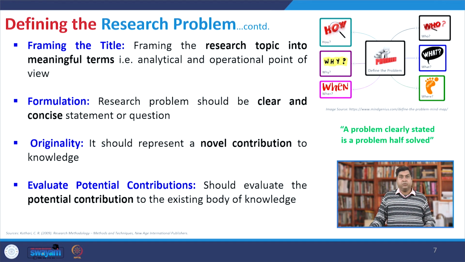Now, if you continue with the same, framing the title, it is very important that the research problem gives you some sort of direction on what the title of that particular study or research should be. Then the formulation of the research problem should be a clear and concise statement of the questions. The research question should be very clear, doable and possible. It should not be something that cannot be answered within the limited timeline or the limited resources that you have.